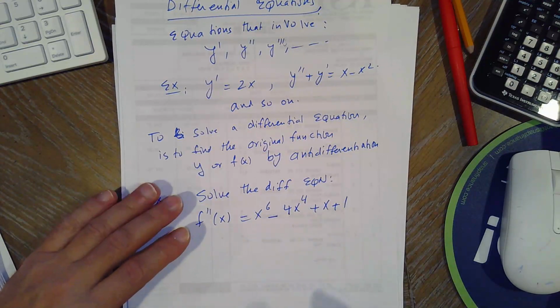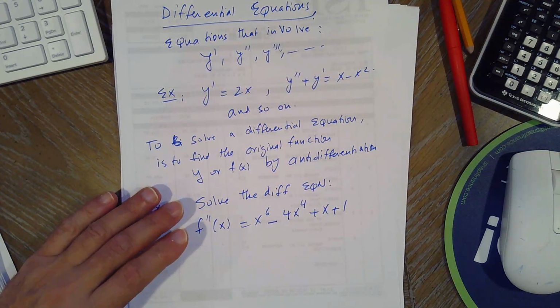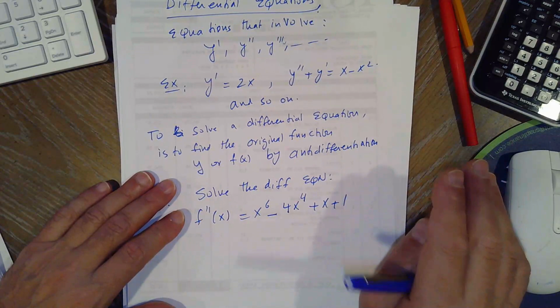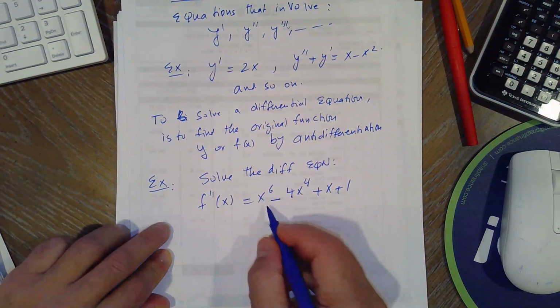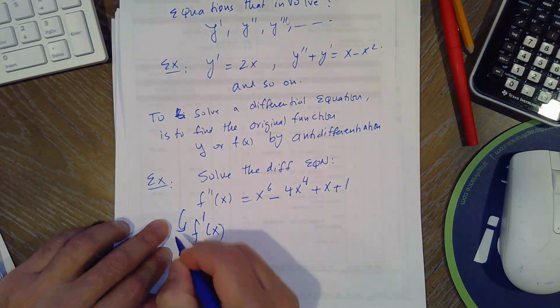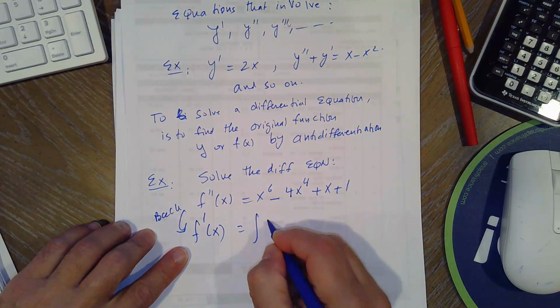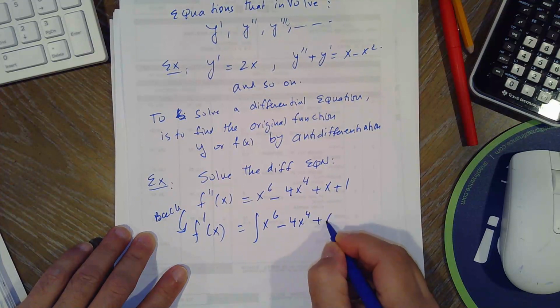twice. To go backwards, don't forget what antiderivative means. It's a function whose derivative is the original function. So going one way you differentiate, going back you anti-differentiate. So to find f prime of x by going backwards, we antidifferentiate x to the 6 minus 4x to the 4 plus x plus 1.